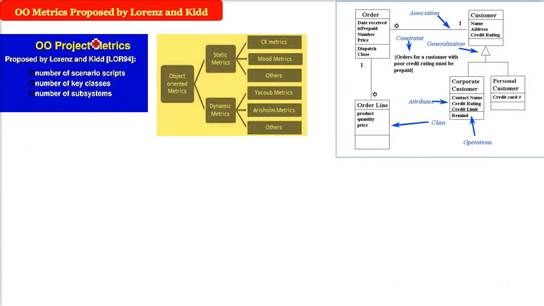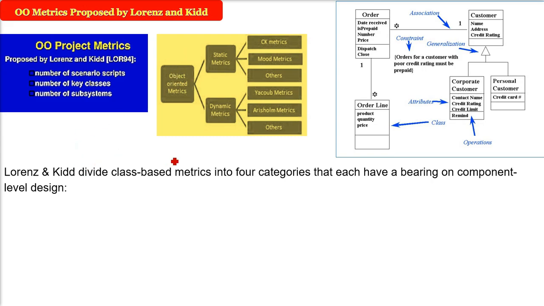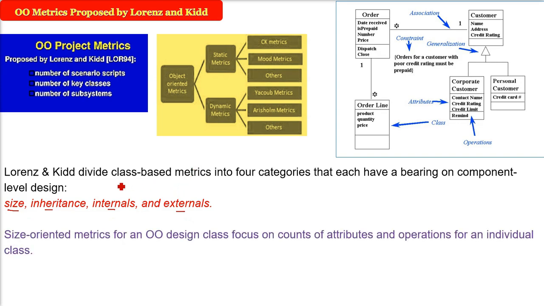Object-oriented metrics proposed by Lorenz and Kidd. Now Lorenz and Kidd divided the class-based, object-oriented metrics into 4 categories, and all have a relationship or bearing on component level design. And these 4 categories are size, inheritance, internals, and externals. What is size? The size-oriented metrics proposed by Lorenz and Kidd for an object-oriented design focus on counts of attributes and operations.